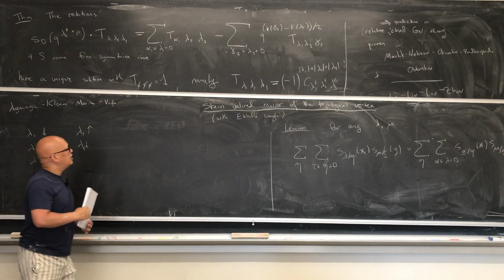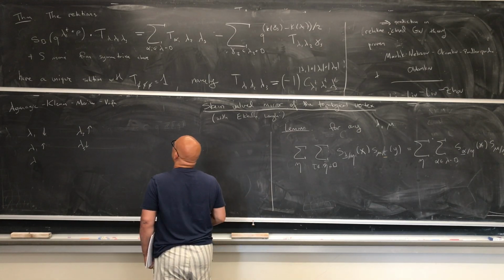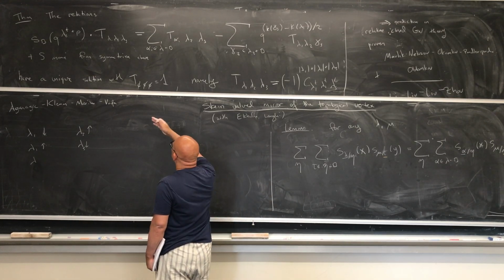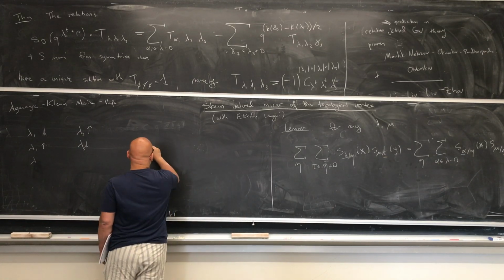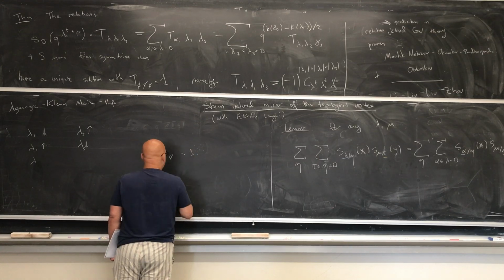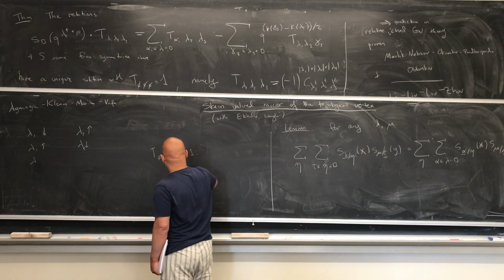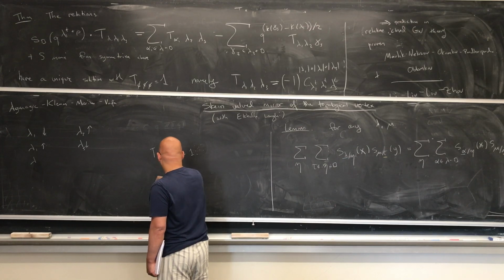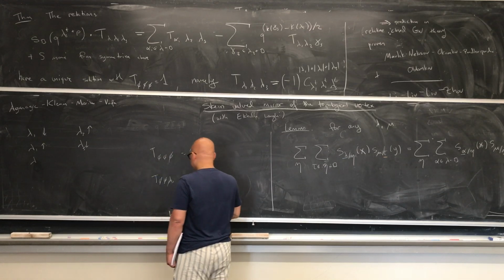So the point is, how do we inductively determine these t lambda 1, lambda 2, lambda 3? Well, we begin with t empty, empty, empty, which is 1. And then, first of all, we start building up the lambda 3 variable, so t empty, empty, lambda 3.